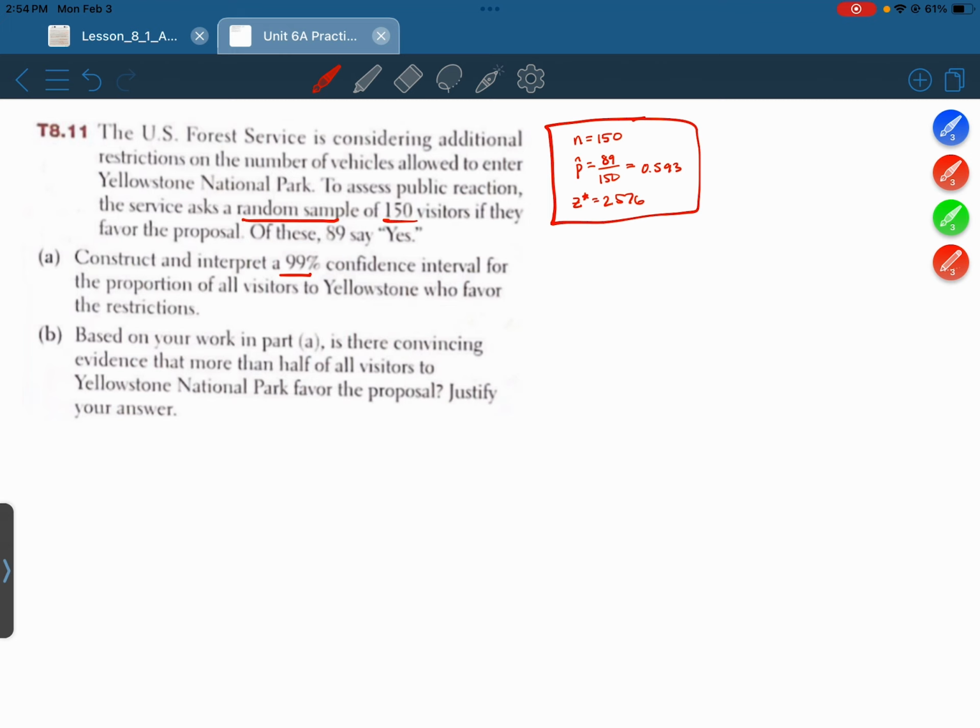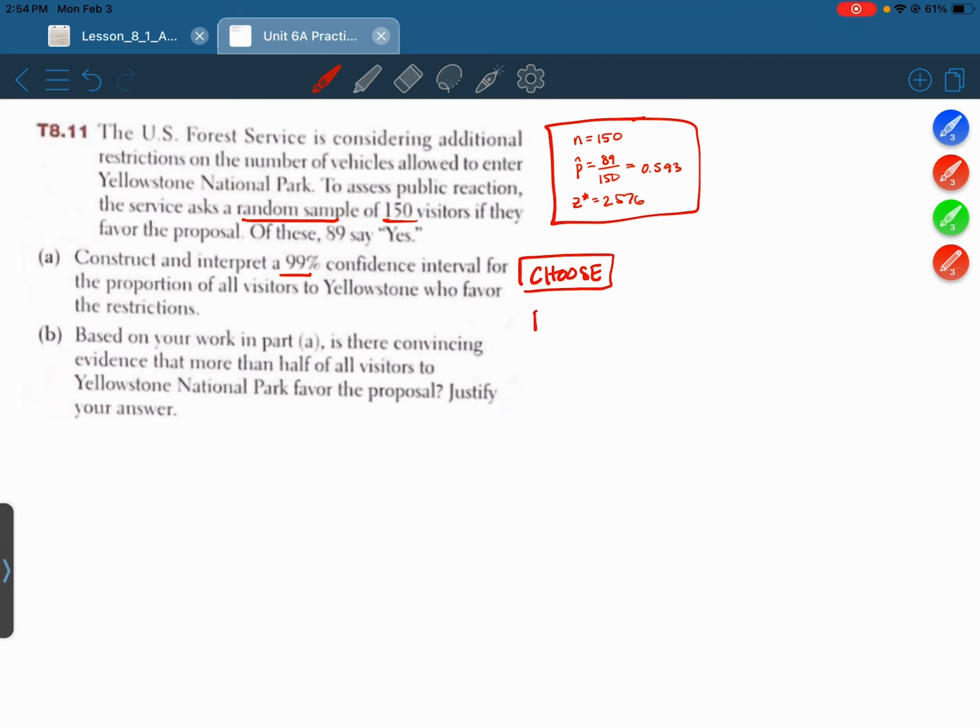Now we want to use the 4C method to respond to part A. The 4C method will ensure that your response includes everything that College Board is looking for. The first step is choose. We need to choose the procedure and state the parameter. I think you've got to state the confidence level too.